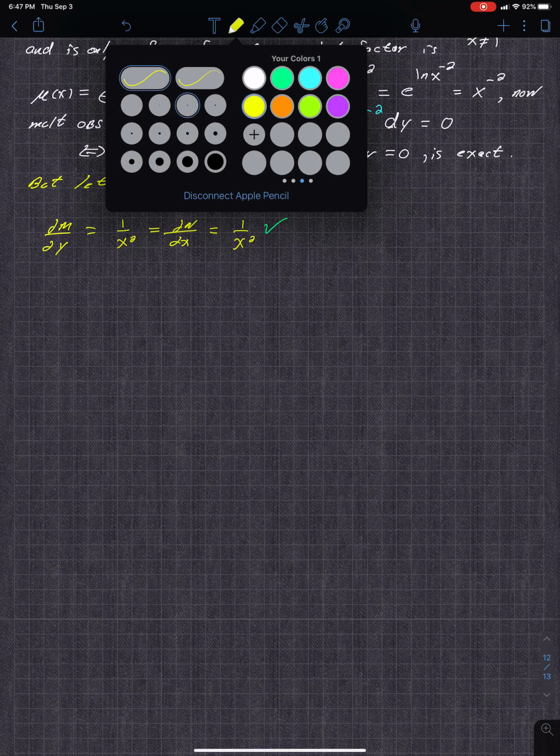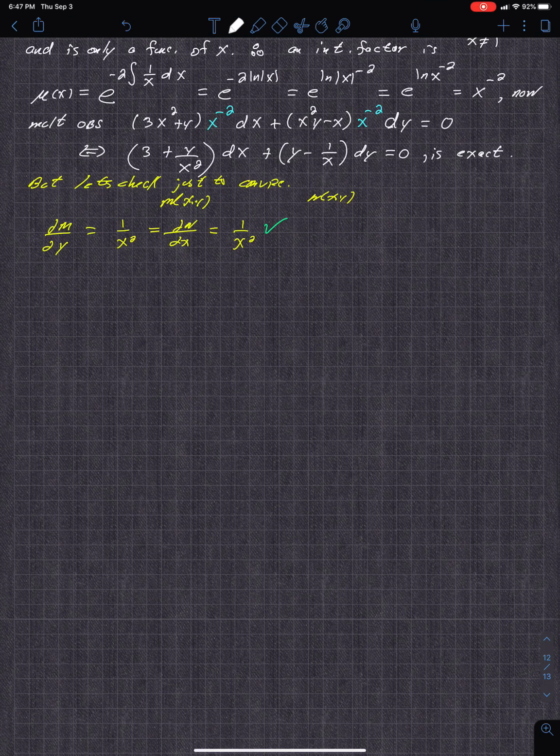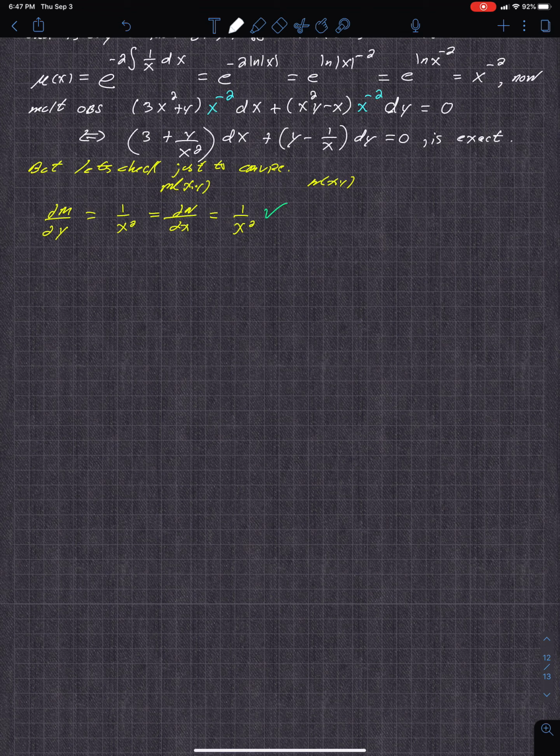Now, if it's exact, we follow the procedures in the previous section. Therefore, there exists a function f such that the partial of f with respect to x is equal to 3 + y/x², and the partial of f with respect to y is equal to y − 1/x.